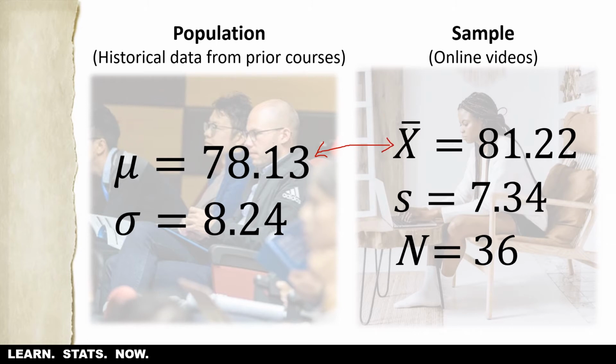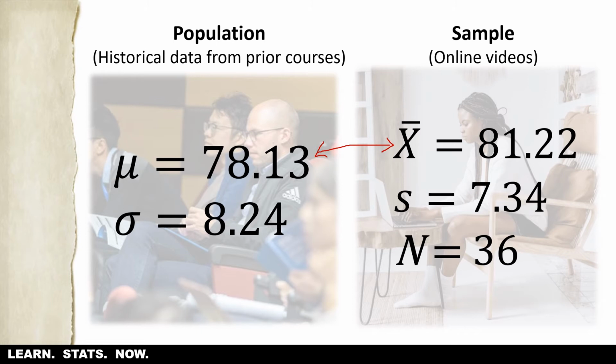We know just by looking at the two means that the mean for the students taking the online videos was a little bit higher, but we don't know if it was so much higher that we could say it was probably due to the videos, or could it have just been due to sampling error? So now what we have to do is run a single sample z-test to answer that question.